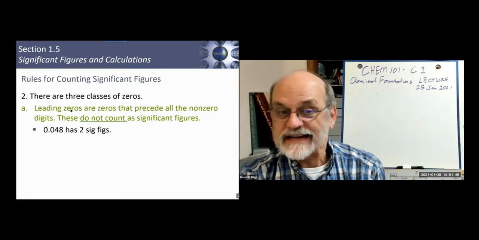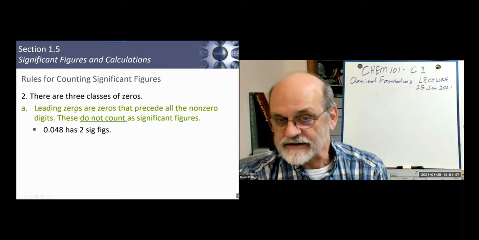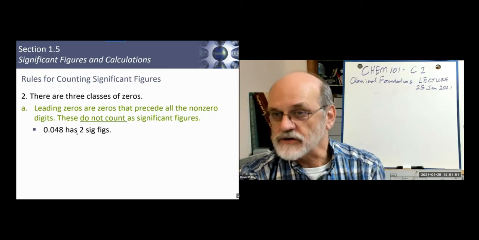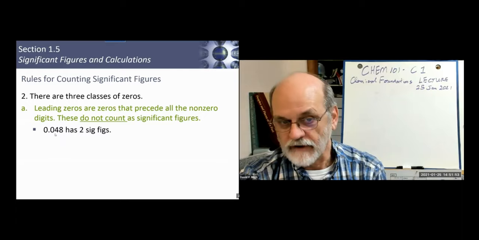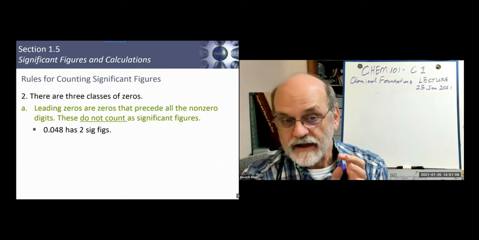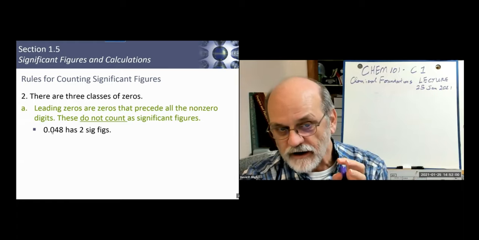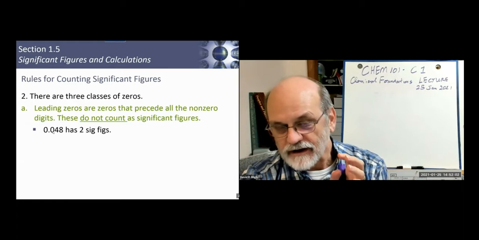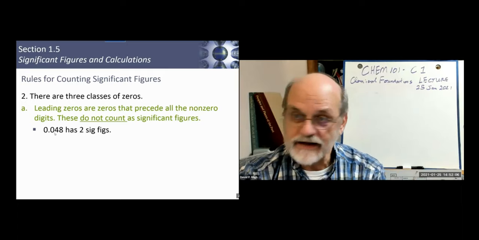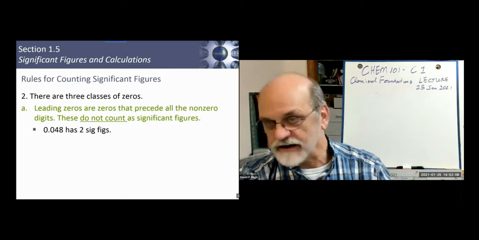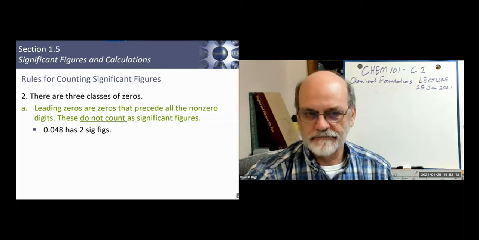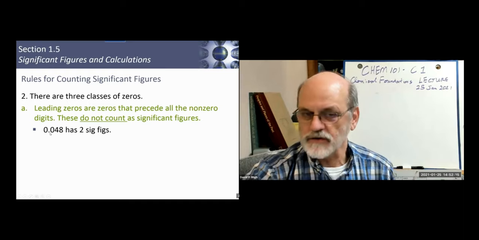We call those leading zeros. Leading zeros are never significant. They're just placeholders, right? You still need them, because if you take that placeholder out, then the decimal shifts over here and it's 0.48 and not 0.048. It's an entirely different number, but it's not significant. All leading zeros are not significant.